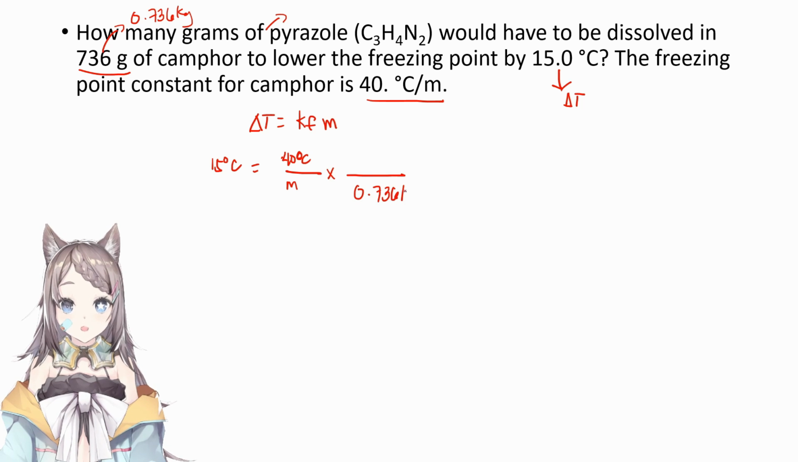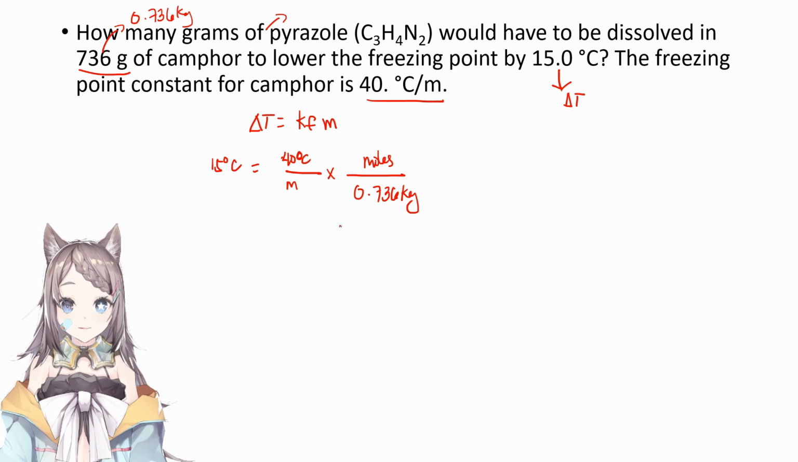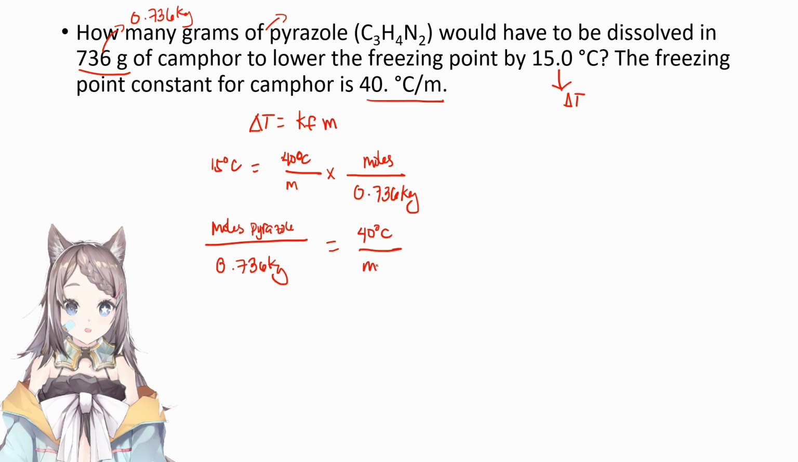0.736 kilograms. And then what we have above, instead of doing it the whole way, what I prefer to do is to get the moles first. So this is actually a two-step problem. Okay, I'm going to move all the variables to one side and move the missing variable on the left side. So moles pyrazole over 0.736 kilograms equals 40 degrees Celsius over molal.